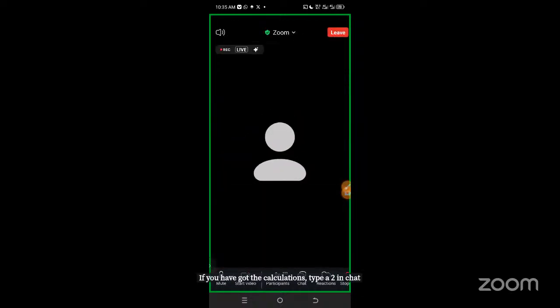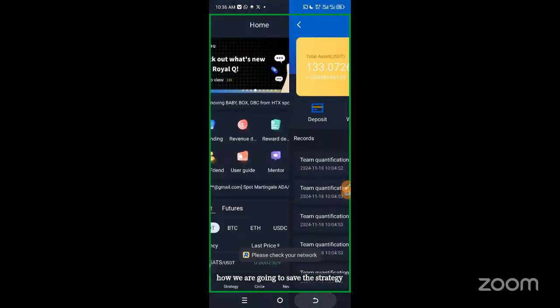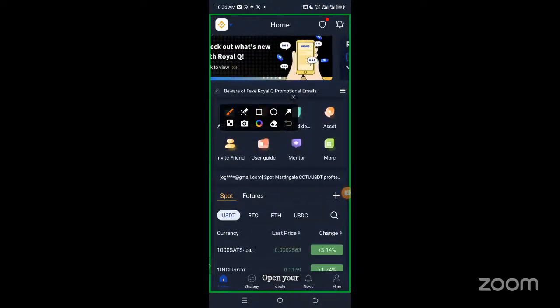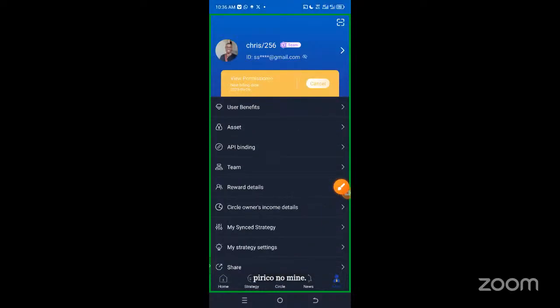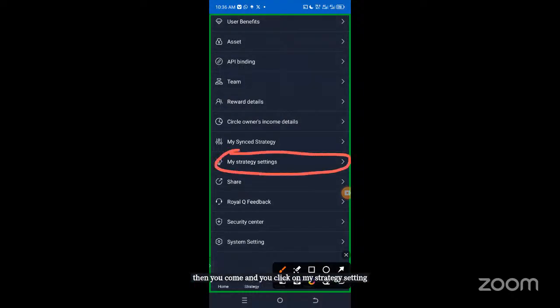Okay. Now, let's go to how you are going to save the strategy. Open your RoyalQ account. Click on mine. Then click on my strategy setting.